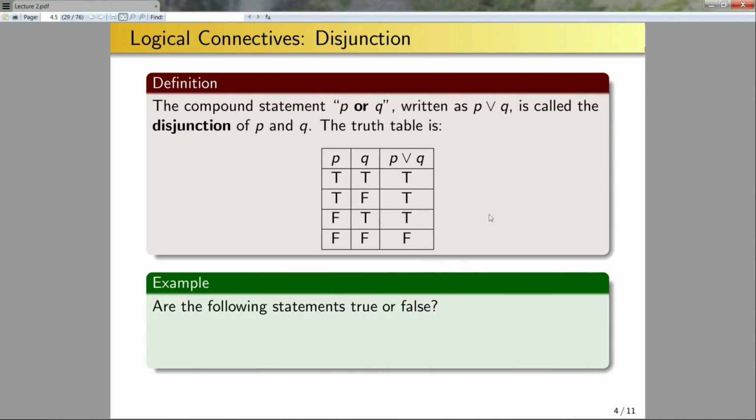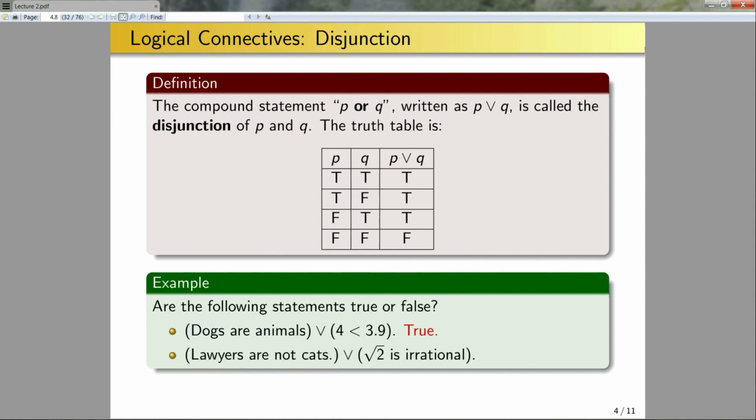So let's examine a few examples of this. Are the following statements true or false? Dogs are animals, or 4 is less than 3.9. So pause the video for a second and see what you think. Well, dogs are animals, but 4 is not less than 3.9. Therefore, we're at this entry in the truth table for P or Q, and the statement is thus true.